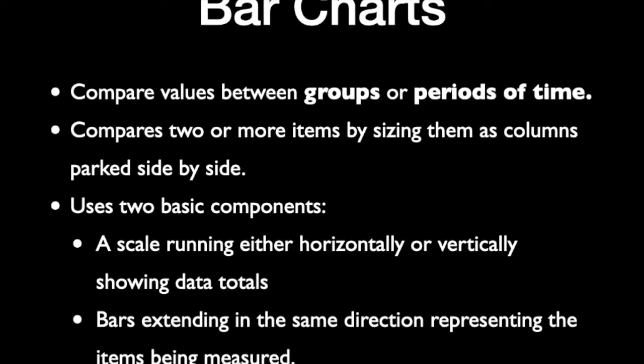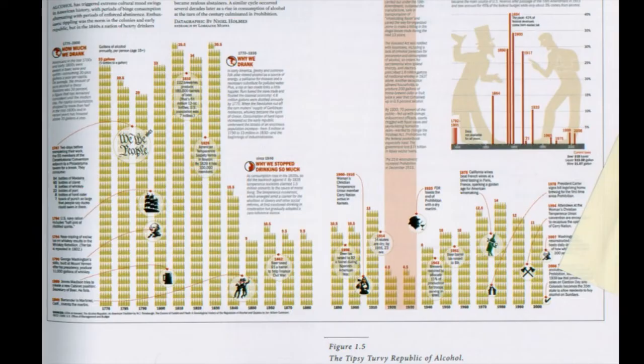And we're comparing two or more items by sizing them as columns, or bars, that are parked side by side, or can be, of course, many, many columns. There are two main components to bar charts. There's a scale running either horizontally or vertically that shows totals or an amount of something. And then there are bars that extend in the same direction, representing the items being measured. So it's much easier to show than to tell. That's kind of confusing. And this is a really familiar form of data visualization, so I have a feeling it's not something that you need a ton of explaining about.